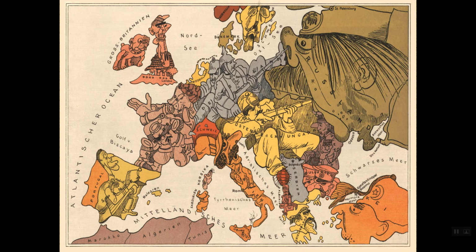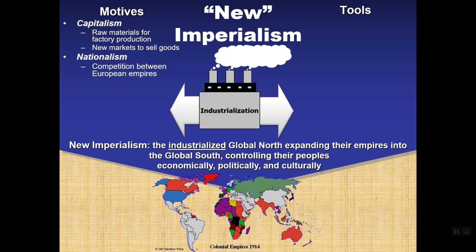We have this cartoon here that shows the continual competition between Europeans. And you see Russia eating everybody up. They're trying to defend themselves against Russia and so on and so forth. Then there's the real reasons, capitalism and nationalism, and then there's the justifications. The justifications were to spread Christianity. That's how they justified extending control into other countries.